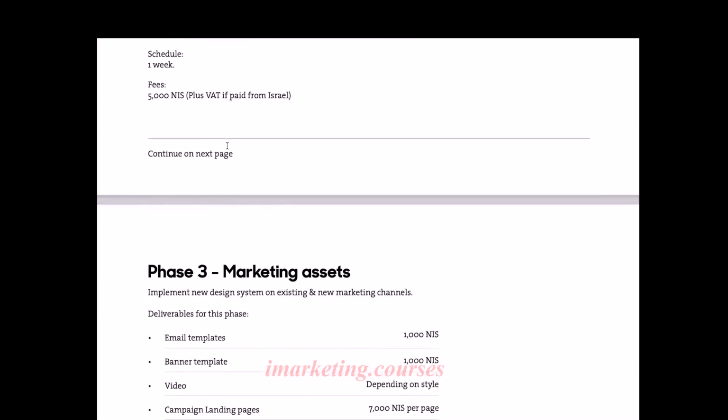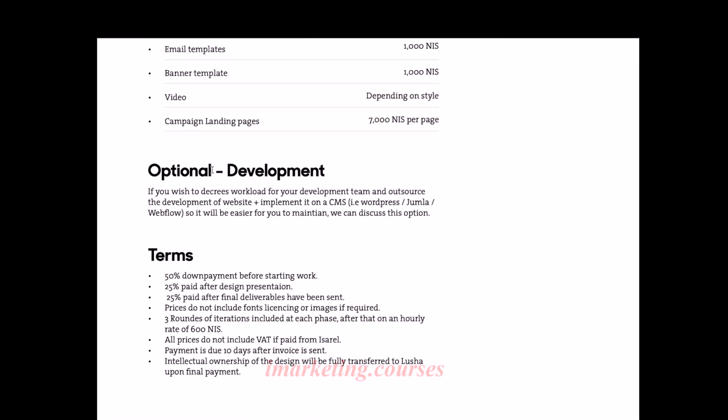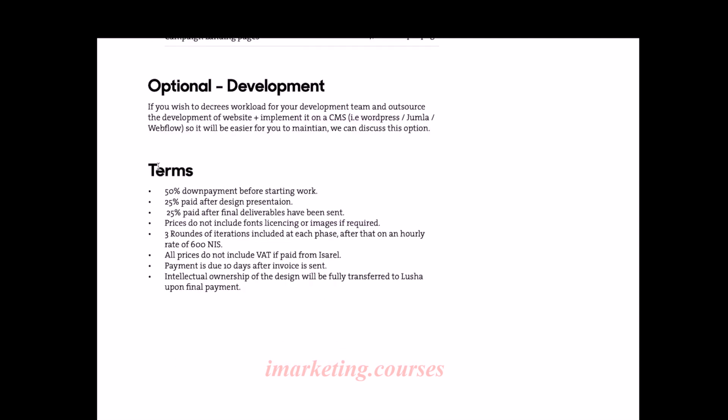And then there's another phase and even another phase, and an optional development phase. And then there are these pretty much basic terms, right? 50% down payment before we do the work, 25% after we do the design, and then 25% after the final deliveries. The prices do not include the font. There are going to be 3 rounds of iteration, including VAT. Payment is due 10 days after the invoice. And if I'm not being paid, I own the intellectual property until the design is fully transferred upon the final payment. So if they don't pay me the last payment, I legally hold the intellectual property for the project.